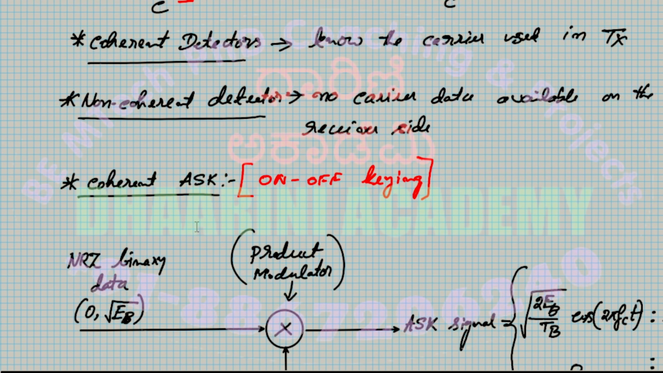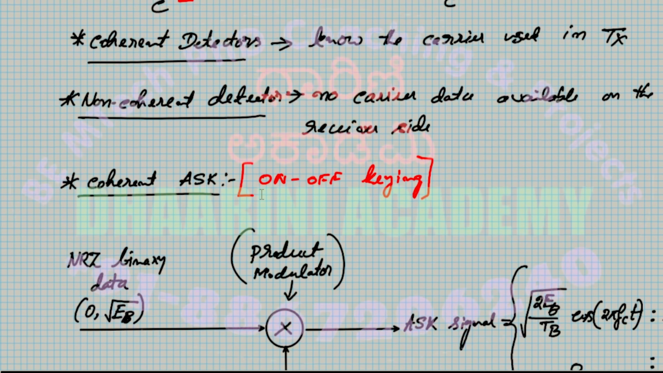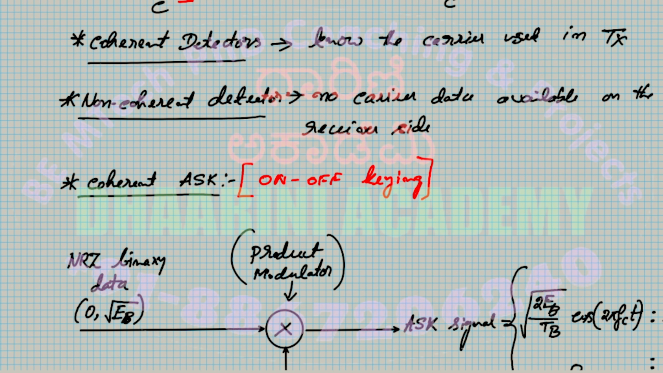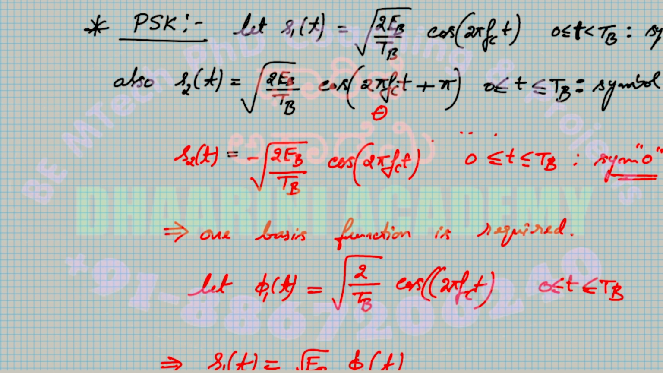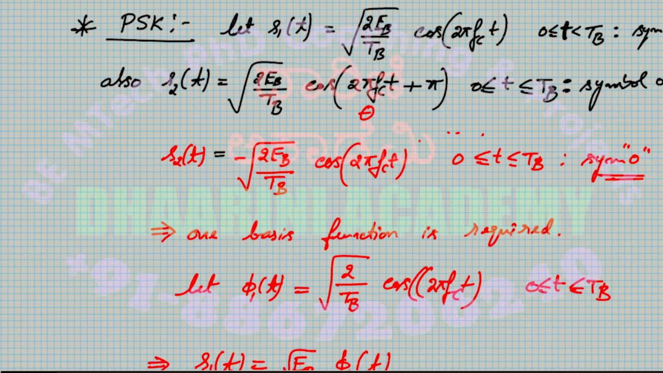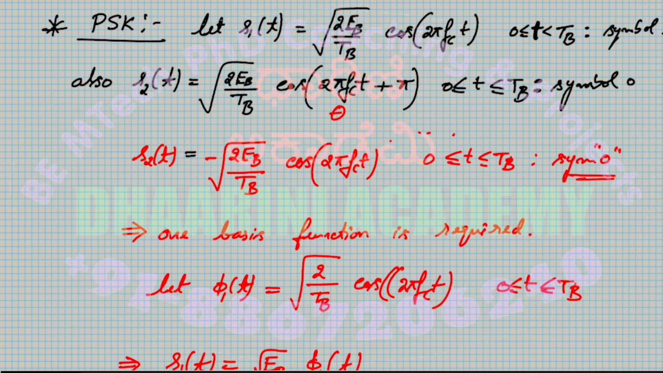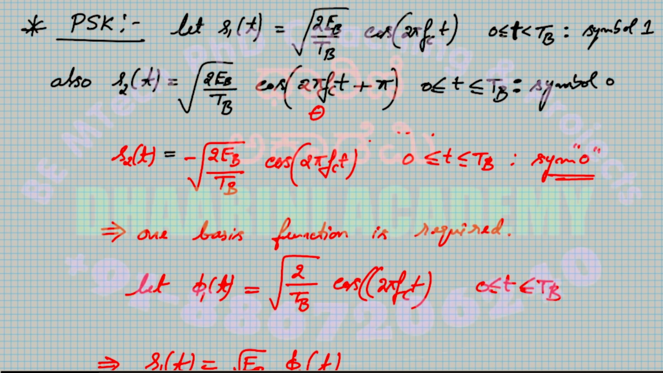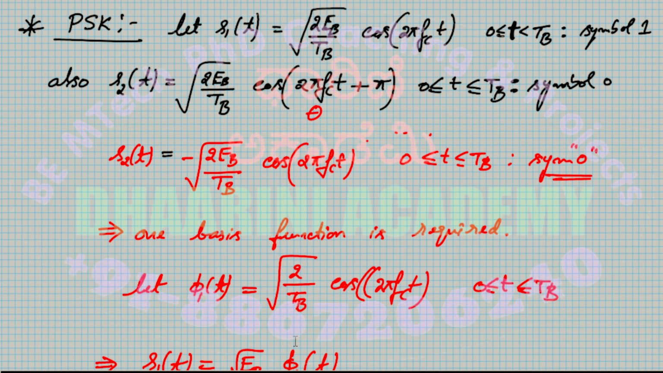Fine. So let's start with the modulation techniques one by one. First we'll see the ASK, amplitude shift keying. So in PSK, the phase of the carrier is changed according to the message signal. Correct? Okay. So let's try to look at that.